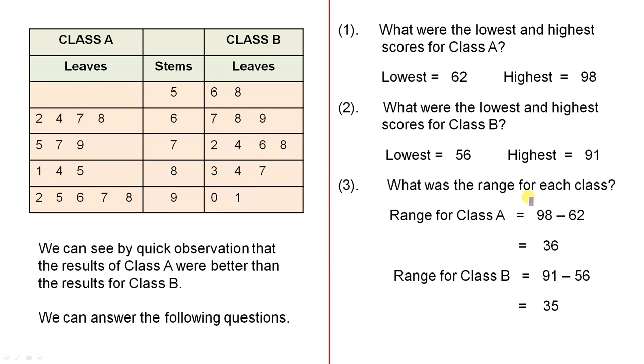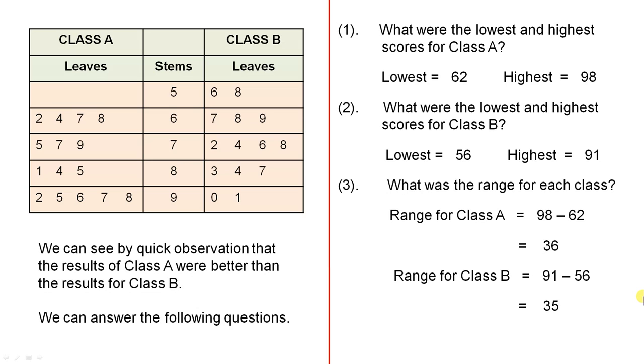What was the range for each class? Now the range is the highest score minus the lowest. So for Class A we have 98 minus 62, which is 36. And for Class B we have 91 minus 56, which is 35.